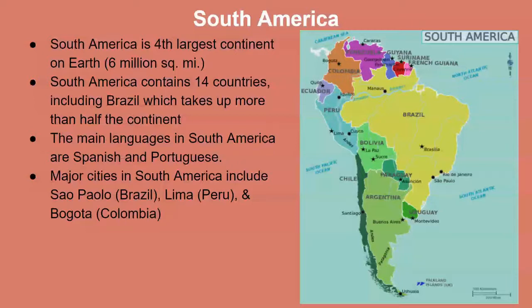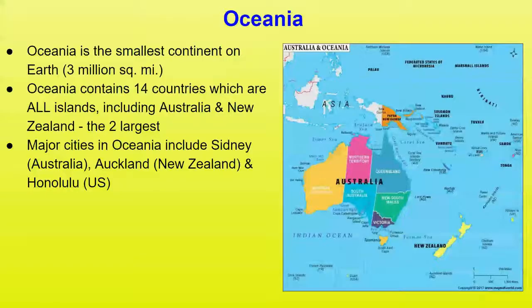Moving on, we now have the smallest of all the continents. And I know a lot of you guys want to say Australia, but we're going to refer to it as Oceania. Why do we do that? Because Australia is a country in its own right. So it can be kind of confusing if we keep referring to Australia as a continent and a country.